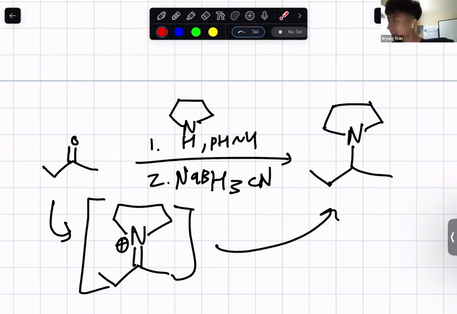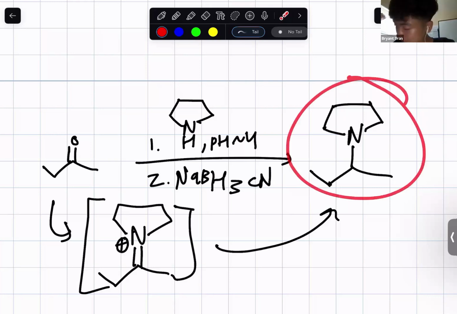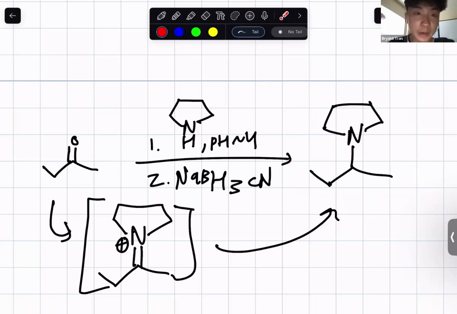Correct. That is reductive amination, and reductive amination is very powerful because we can create a primary, secondary, tertiary amine. In this case, we created a tertiary amine without overalkylation, right? Like without having the nitrogen have a positive charge. So this is a very powerful tool.